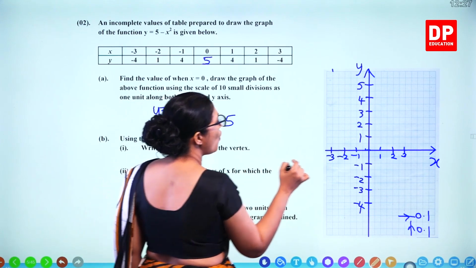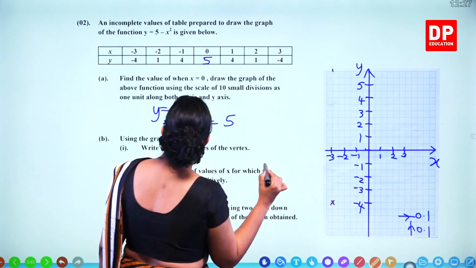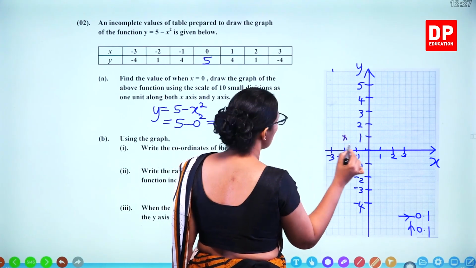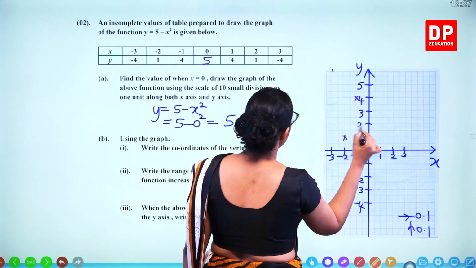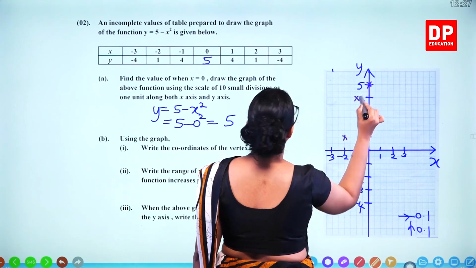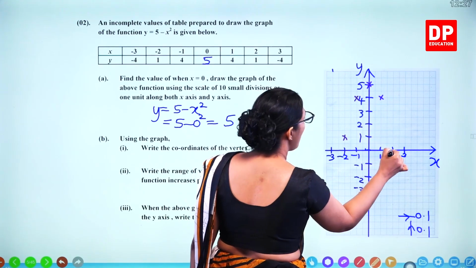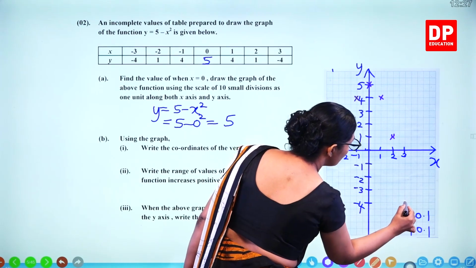Minus 3, minus 4. Minus 2, 1. Minus 1, 4. 0, 5. 1, 4. 2, 1. 3, minus 4.